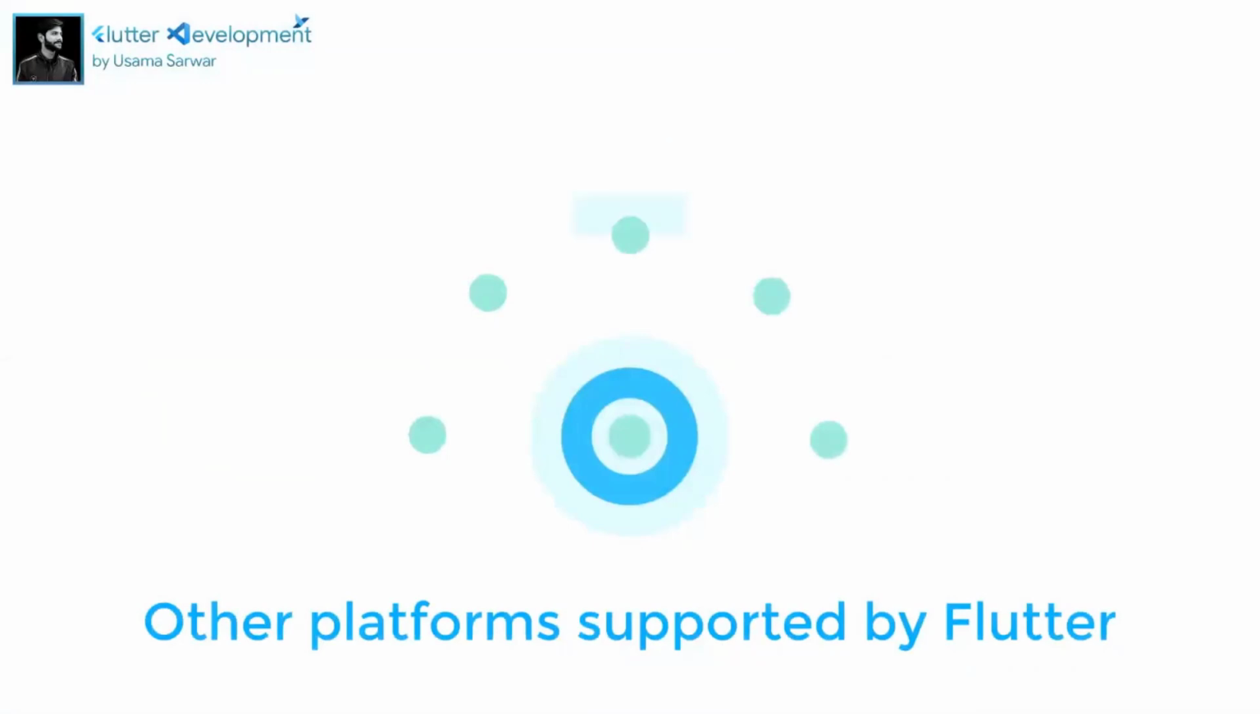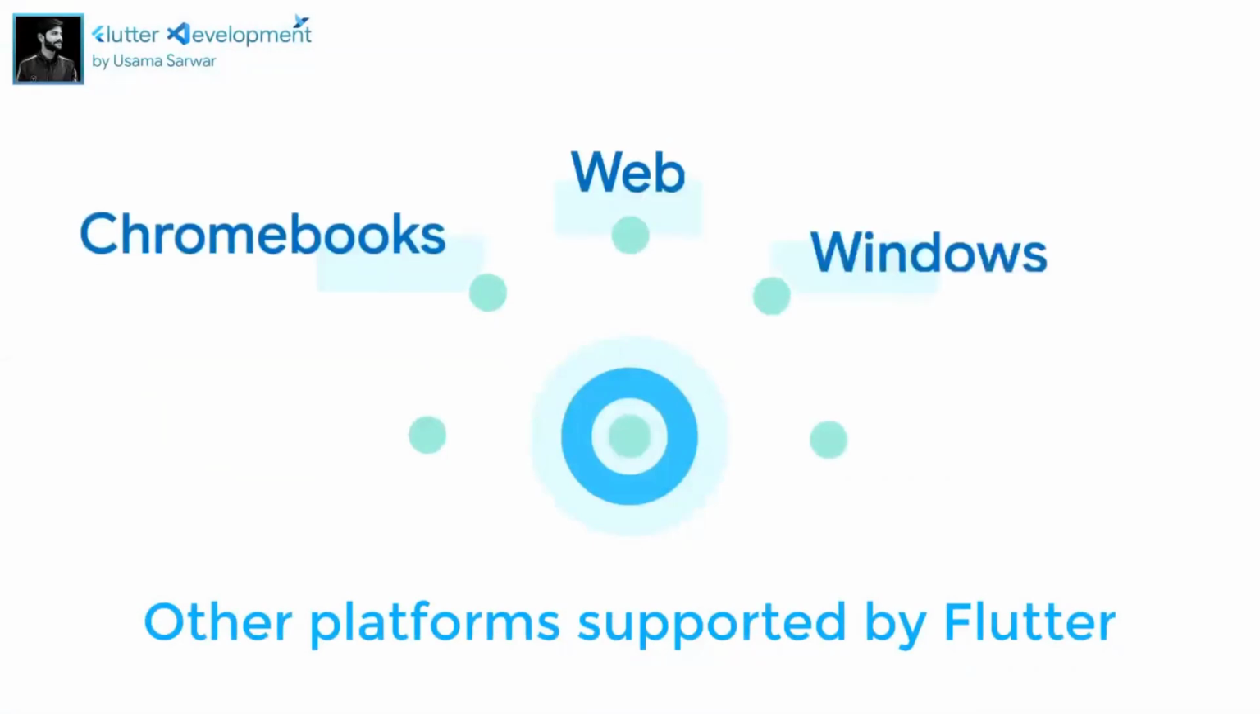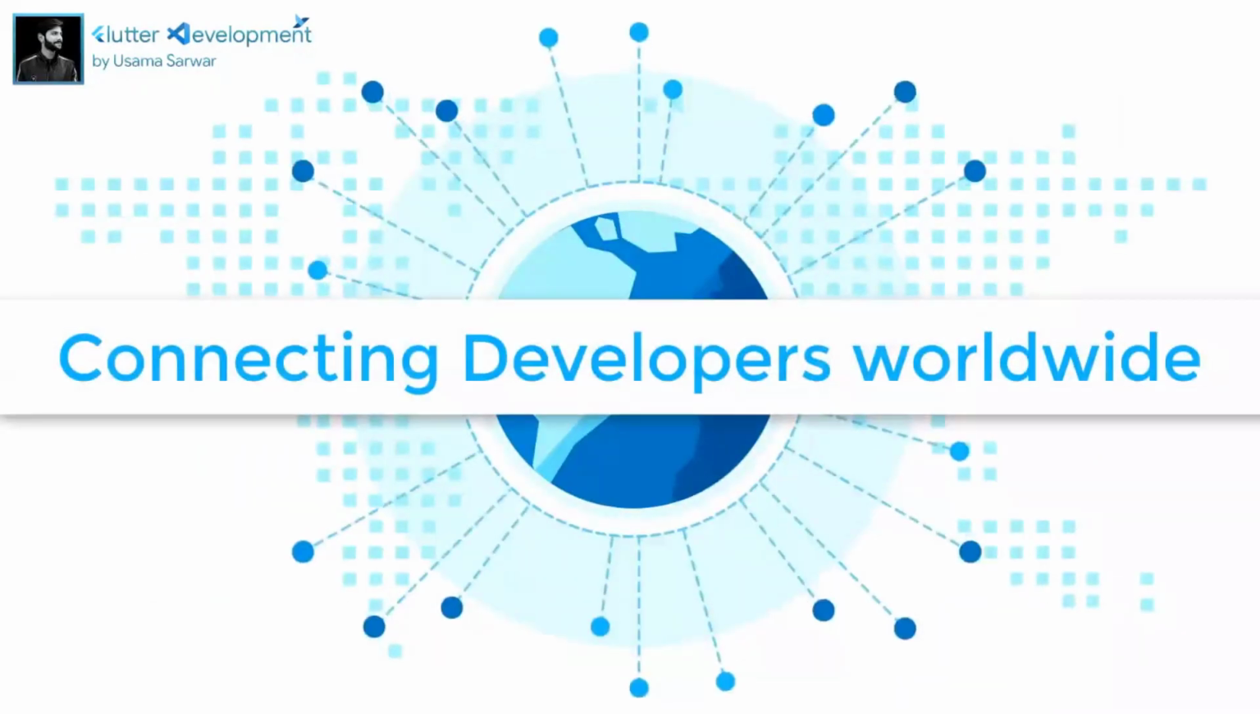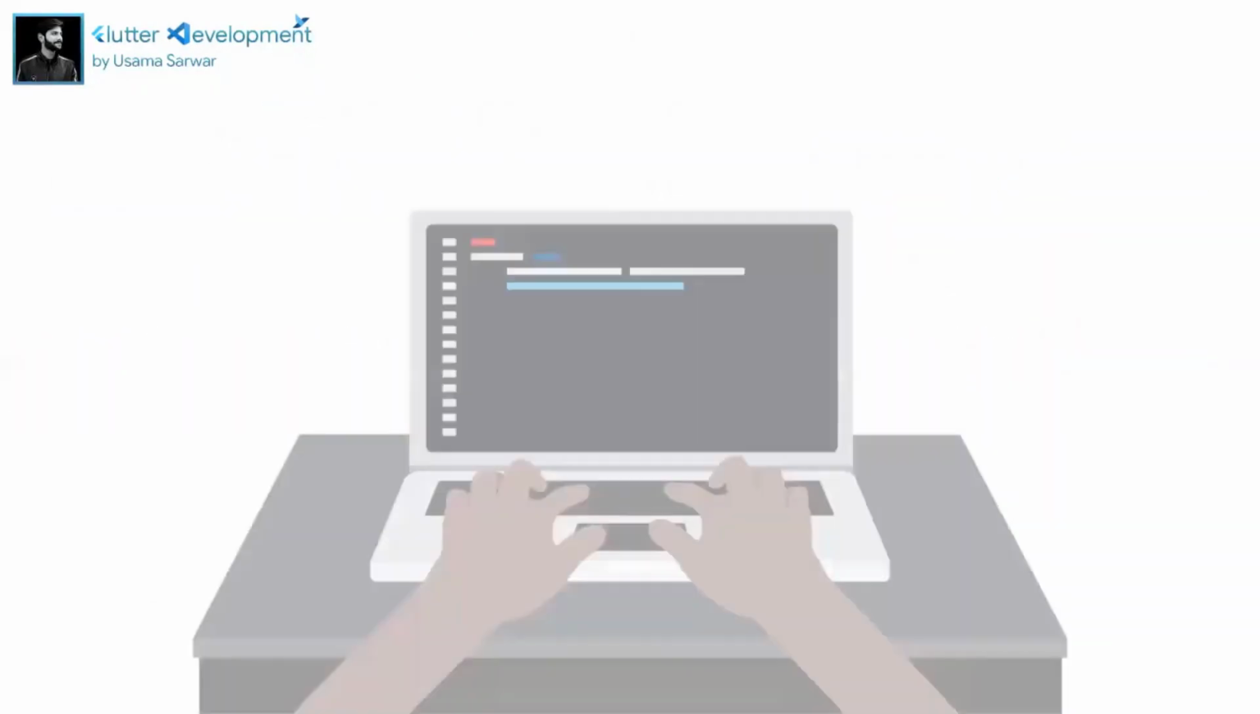Right, and other platforms besides iOS and Android include Chromebooks that are available in the market, and we also have Flutter Web. In today's session, we will be talking about Flutter on Android and Flutter Web. I'll be telling you about both of them. All right, Flutter is also available on Windows, Mac, and embedded software as well. It's a worldwide community, and the Flutter community is growing.